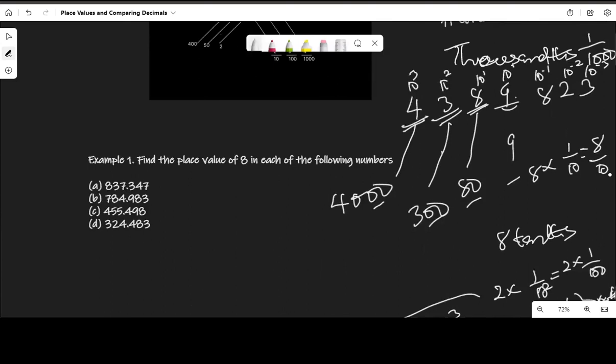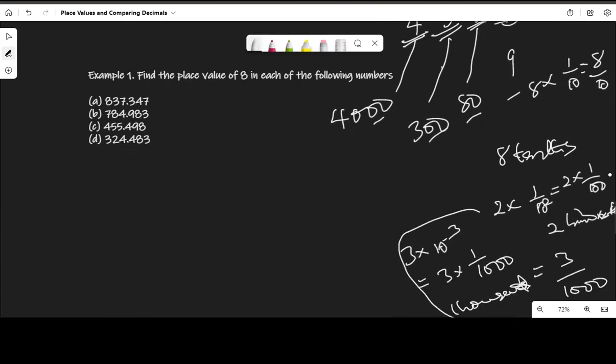Question 1 says, find the place value of each of the following numbers. The first one says 837.347. So I'm going to write the number here and then write the place value on top of each one. So for A, I have 837.347. The place value of this is 10 to the power 0. This one is 10 to the power 1. And this is 10 to the power 2. This is 10 to the power negative 1, 10 to the power negative 2, and 10 to the power negative 3.